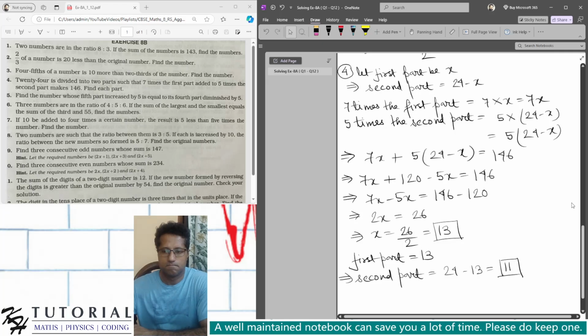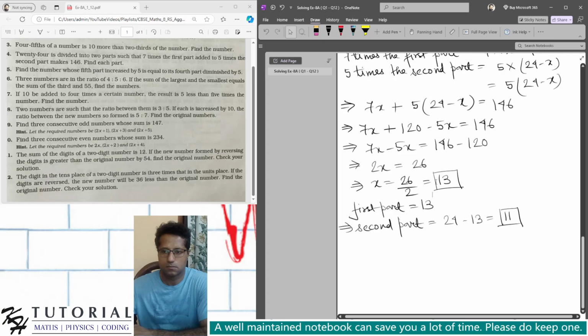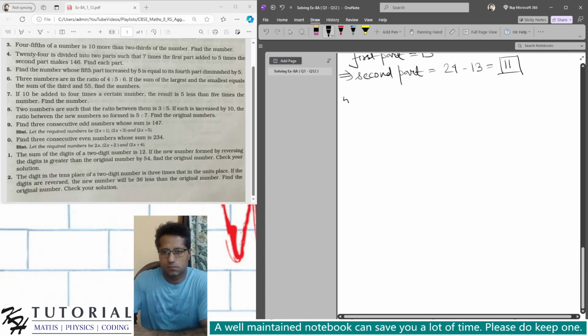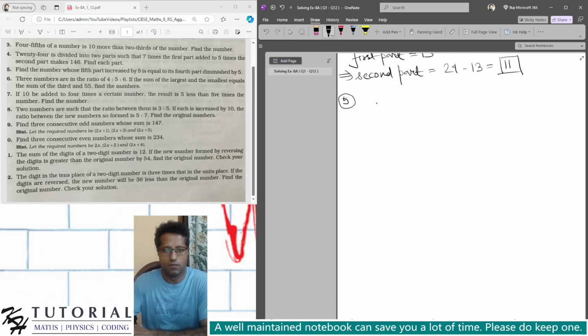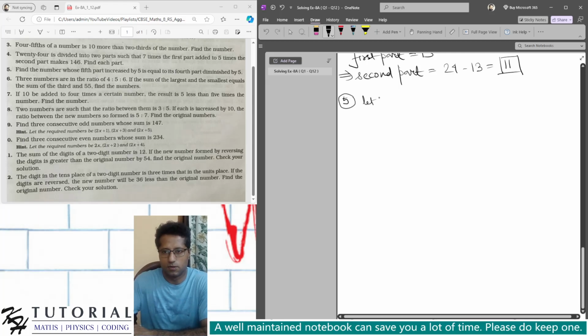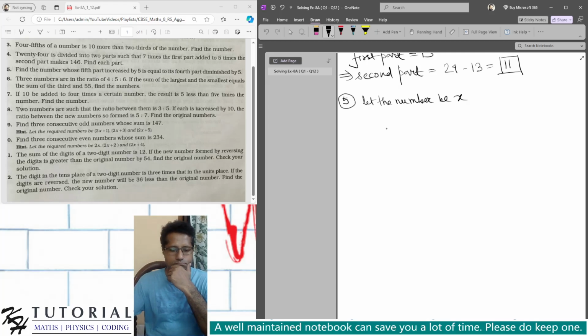Okay, let's do problem number 5. Find the number whose fifth part increased by 5 is equal to its fourth part diminished by 5. Okay, so the first task is to let the number be x. Now always try to create the algebraic expression of the small pieces of information given in the problem, like fifth part increased by 5, based on the number.